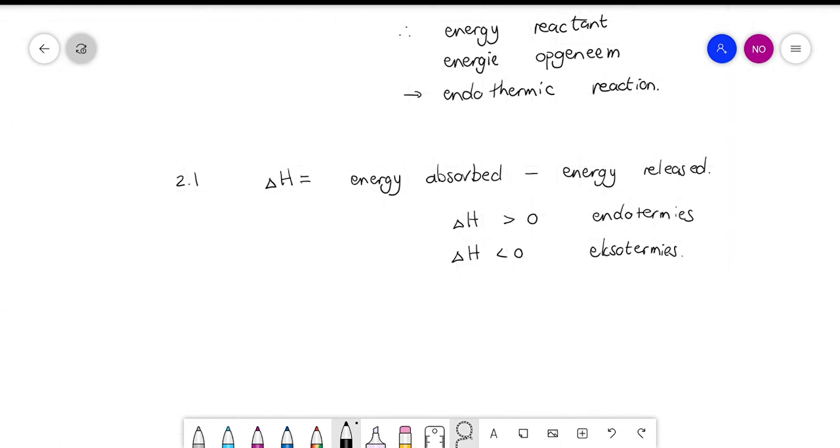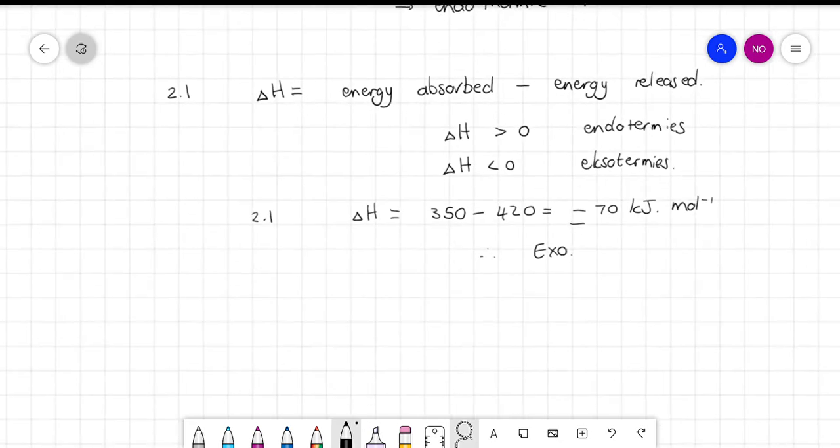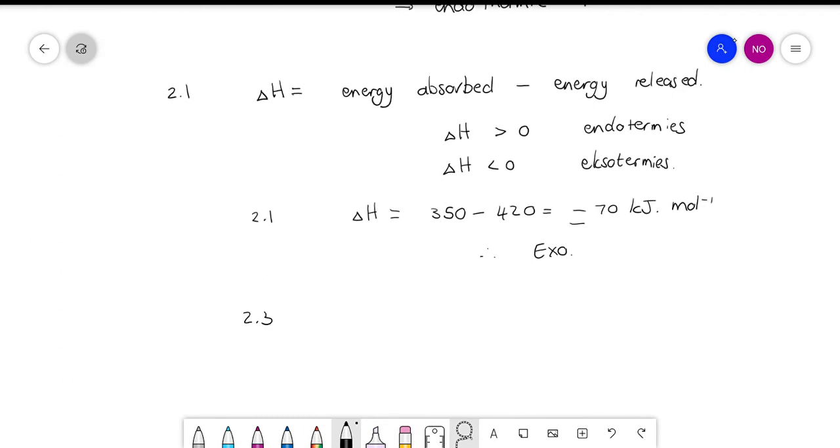Okay, so that's what we're looking at now. So we're going to say for 2.1, we say delta H is 350 minus 420, which gives you negative 70 kilojoules per mole. And because it's a negative, that means it's exothermic. En vir 2.3 gaan ons presies dieselfde som doen. Delta H is 311 minus 211, wat vir jou 100 kilojoules gee. Wat beteken dit is endothermies. Why? Because this one is bigger than 0.